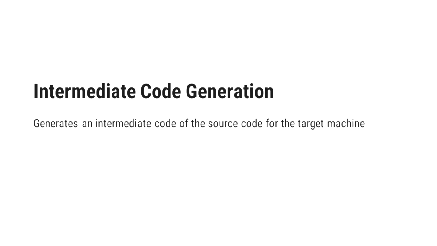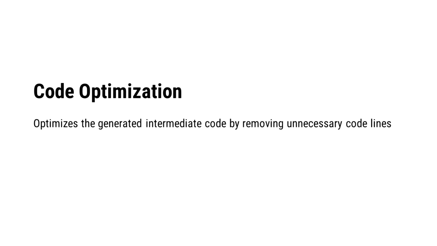And the next stage, code optimization. We get some intermediate code in the intermediate code generation stage, but we don't know whether this code is optimized or whether it is efficient or not. This stage is for that. We optimize this intermediate code. Optimization can be understood as removing unnecessary code lines and arranging the sequence of statements in order to speed up program execution without wasting resources.